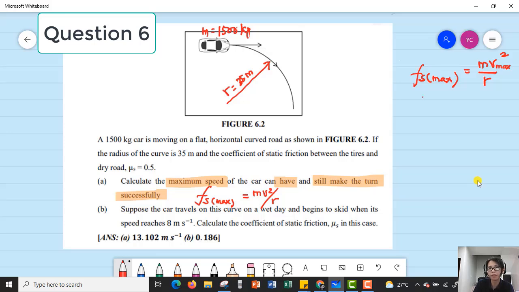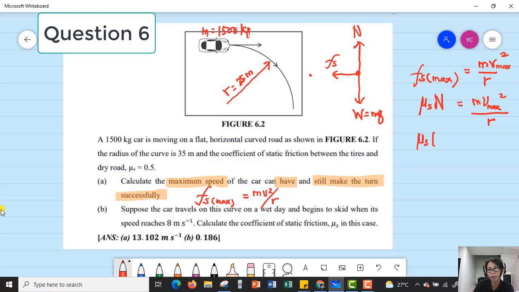So maximum static friction is mu s n, equal to m v max squared over r. For a car, if you refer back to the free body diagram that we drew for the car just now, towards the center of the circle we have the friction force, then we have weight downward, and then we have the normal reaction force upward. So from the free body diagram we can see our normal force is actually the weight of the car.